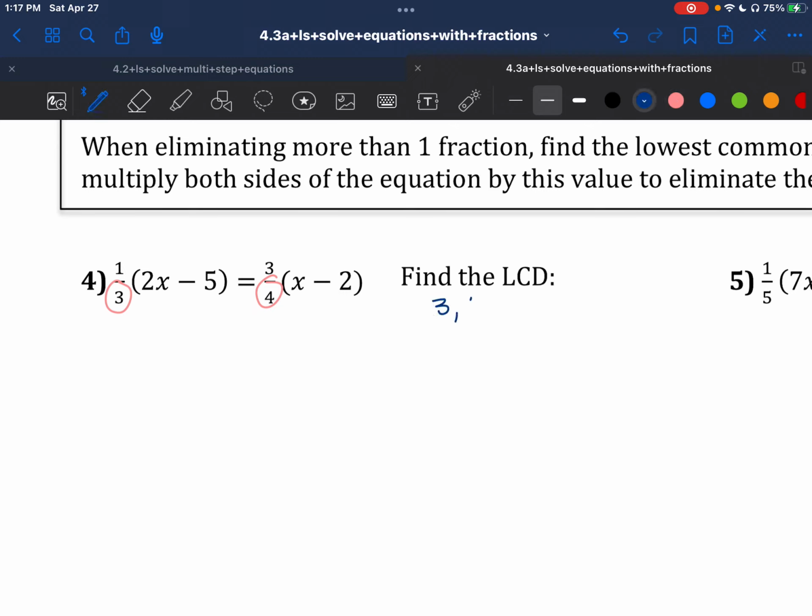We go 3, then it goes to 6, 9, 12, 15, 18. We'll stop there. And this one goes 4, 8, 12, 16.